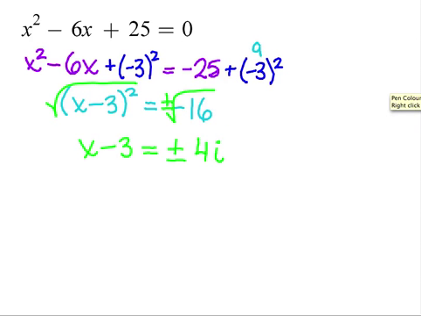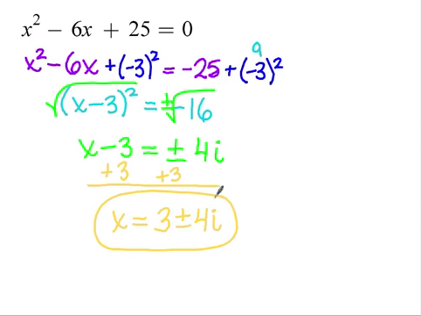So, last but not least, what are you going to do? Add 3. So your answer is just going to be x equals 3 plus or minus 4i. So once again, it should be pretty straightforward.